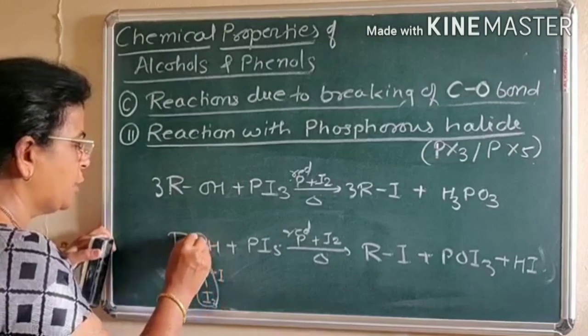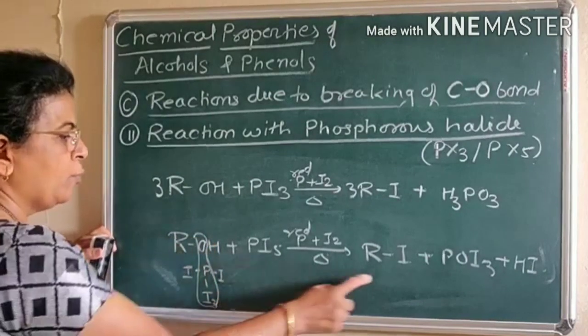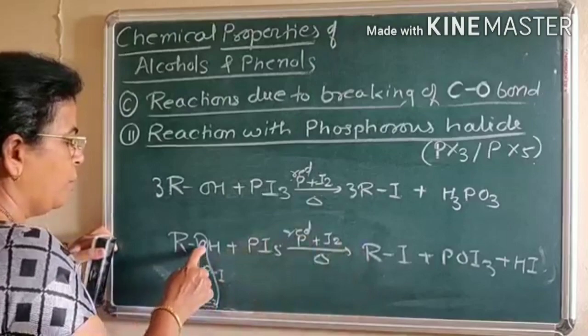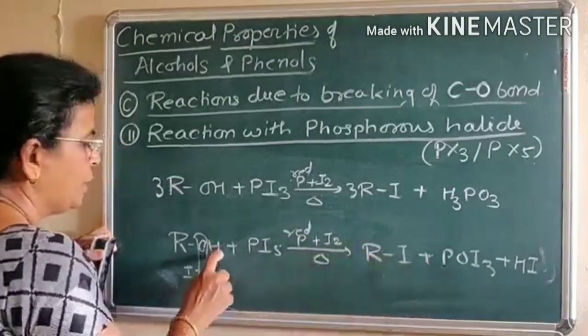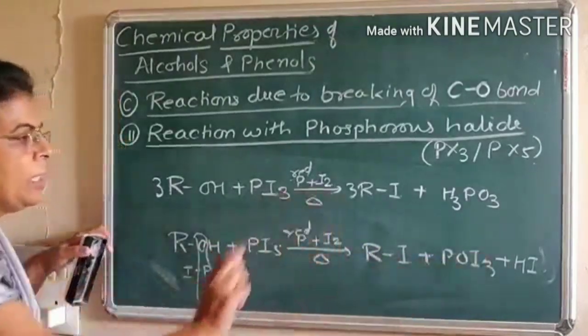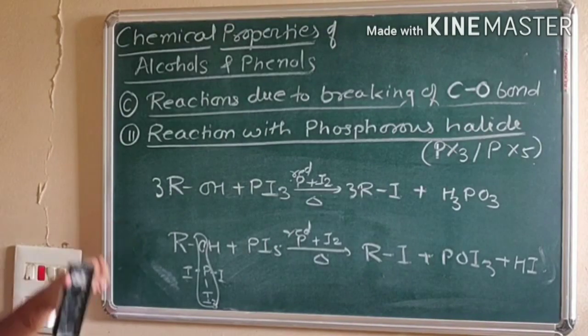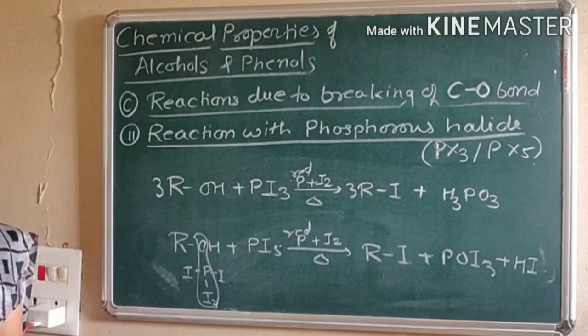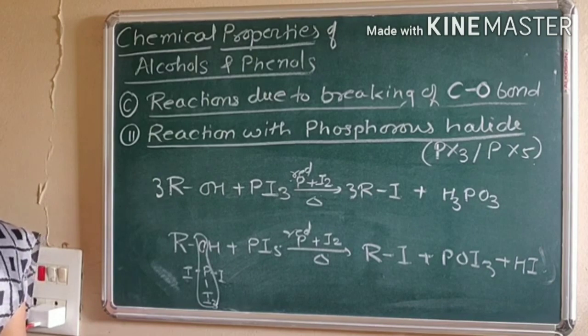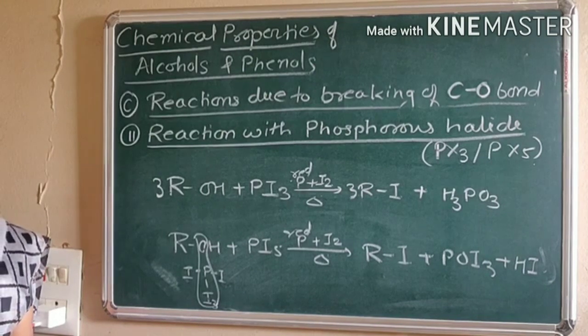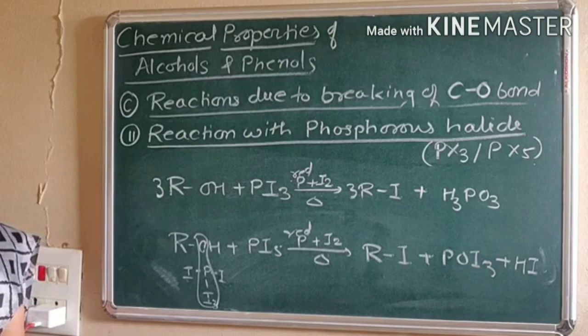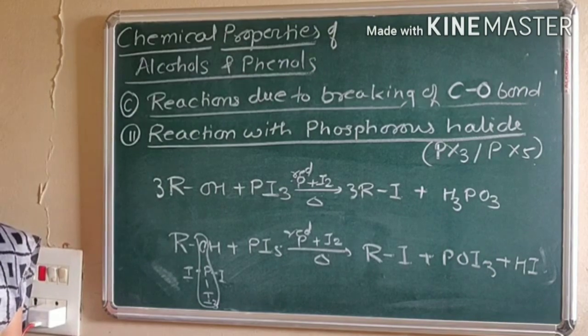Here POI, P is removed, R gets attached to I to form RI. POI3 is removed plus HI. In this way, alkyl iodides are prepared by using phosphorus triiodide and phosphorus pentaiodide. This reaction we have seen in halogen derivatives, in the preparation of alkyl halides from alcohols.